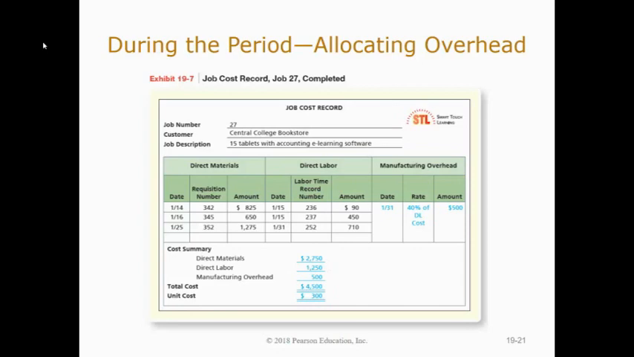For direct labor, the first labor time record number recorded was for $90. They had 2 more, which was $450 and $710. And then we used this direct labor cost to allocate cost from our manufacturing overhead pool to the jobs. And for job 27, that cost was $500, bringing us to a total cost of $4,500 and a unit cost of $300. This is in your system as reference.